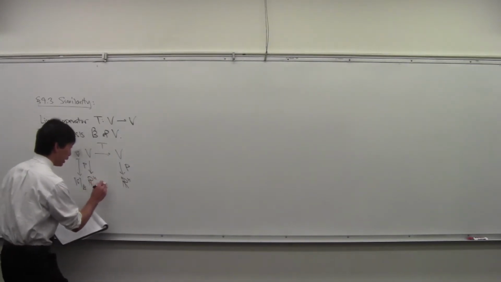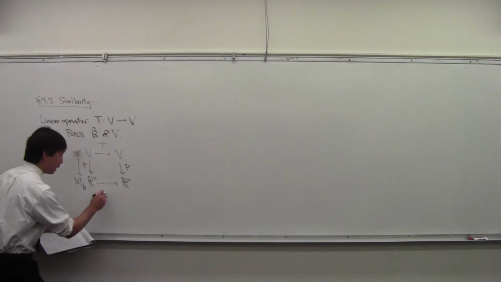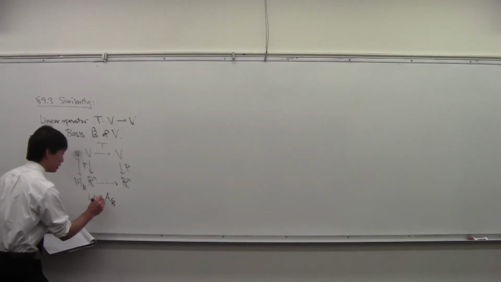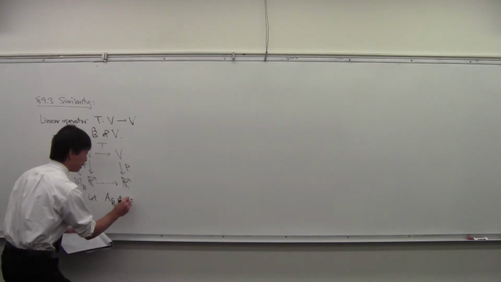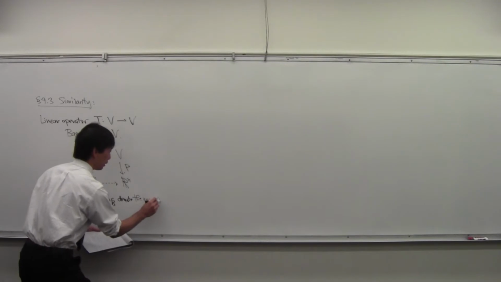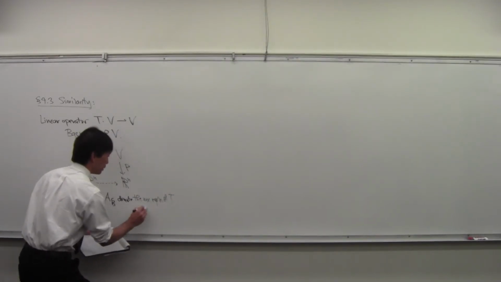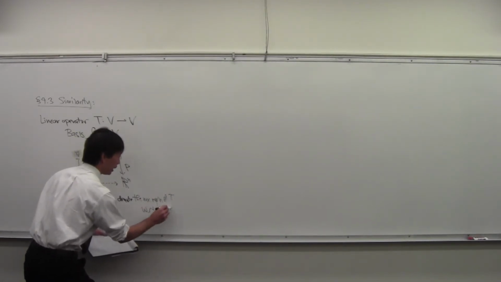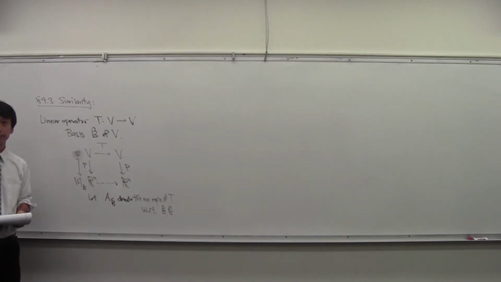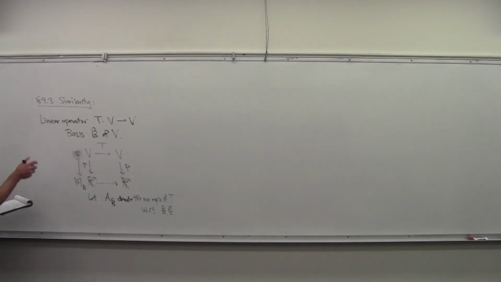Okay, and just for notation, we'll let A sub B denote the matrix representation of T with respect to B and B, so on both sides. Okay, so that's the setting.